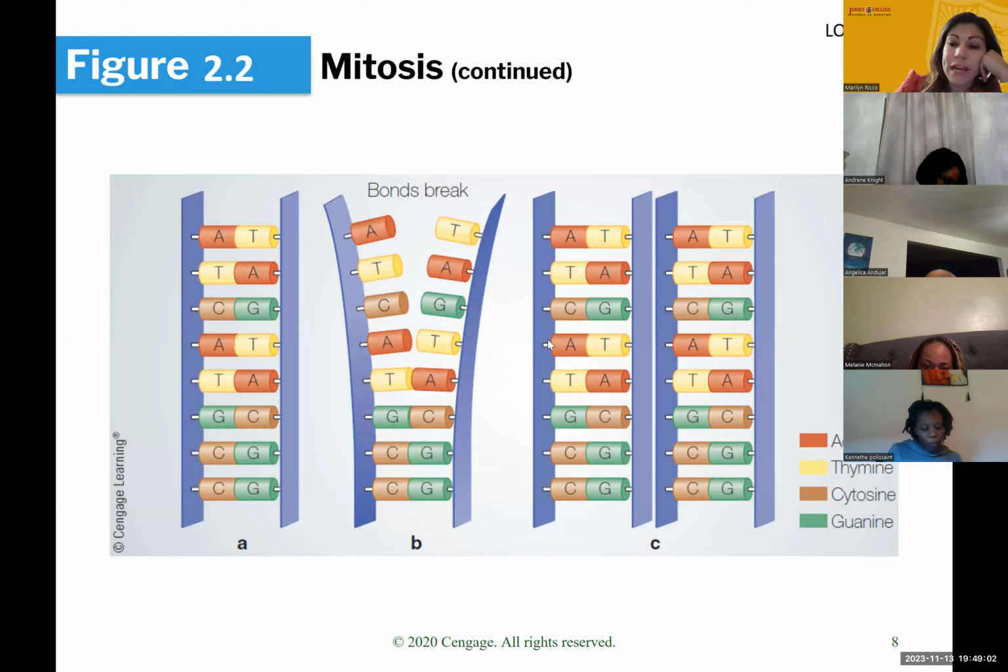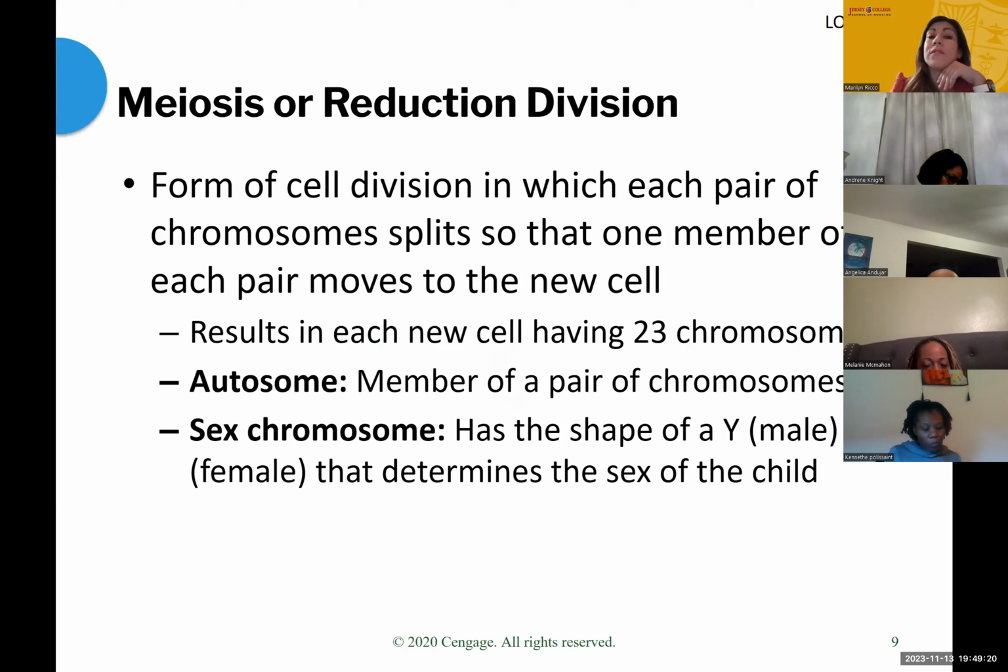Mitosis, right? So this is what mitosis is. And then it's made up of adenine, thymine, cytosine, and guanine. And it's a forming of them. And then you see that they kind of break apart, right? And they kind of come separate. So meiosis, or the reduction division, is the form of cell division in which each pair of chromosomes split so that one cell of each pair moves to a new cell. And the result is that each new cell has 23 chromosomes.